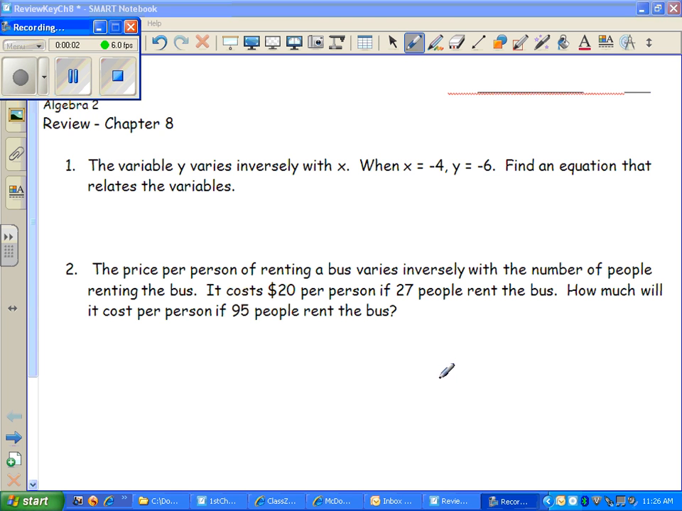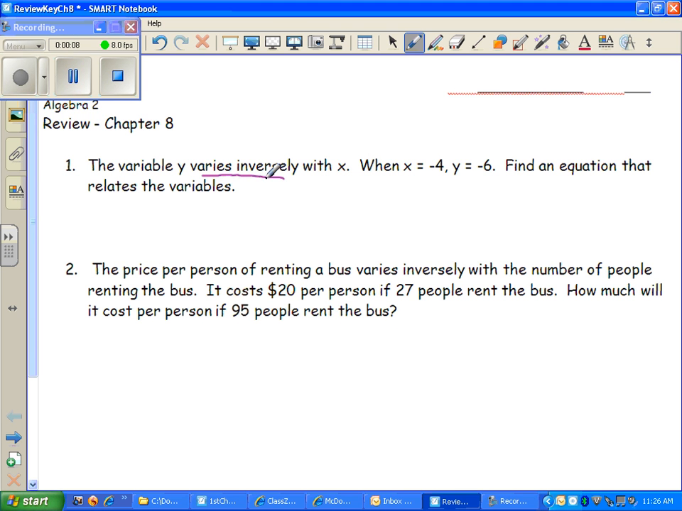Numbers 1 and 2 on the review are dealing with inverse variation. Remember, anytime it says that anything varies inversely, you need to think of this equation, y equals a over x. That's the letter A. It always kind of looks like a 9 when I read it.